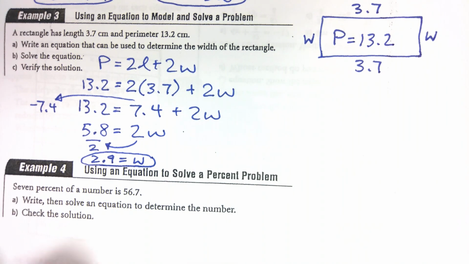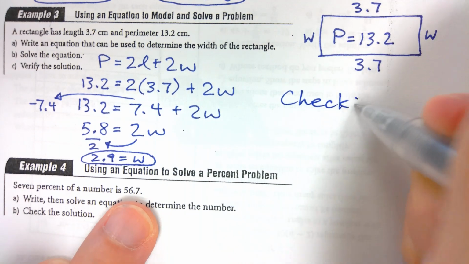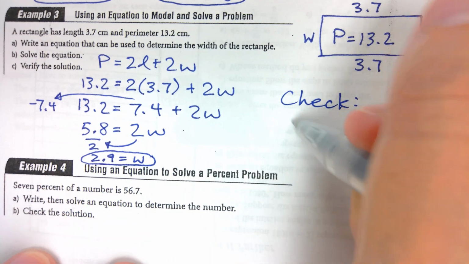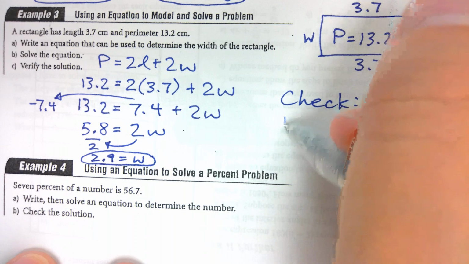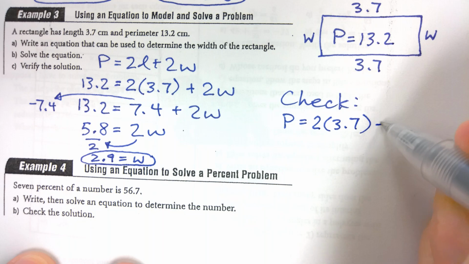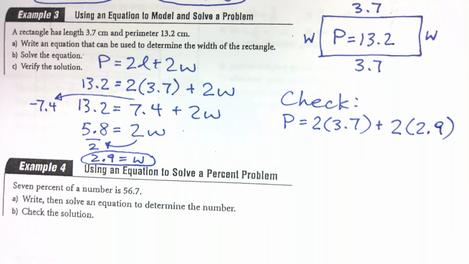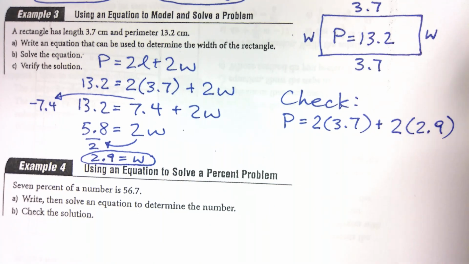Okay, so to check, I'll write it out. So to check, I can do perimeter equals 2 times 3.7 plus 2 times 2.9, because that's the answer that I just found.